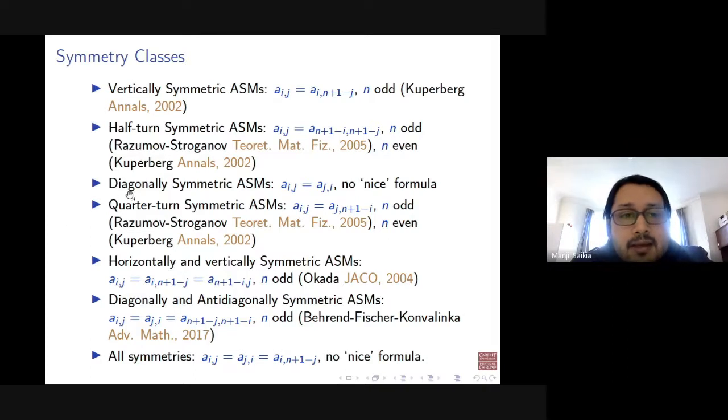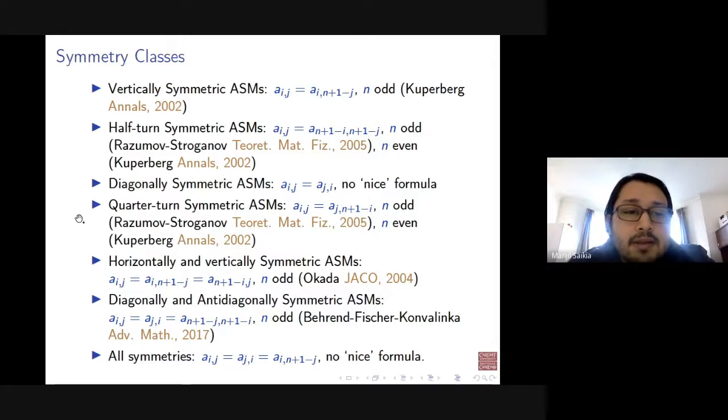Then you can have something called diagonally symmetric ASM. There is no nice formula in the sense that I mentioned in the first slide, where it's written in terms of quotients of factorials or products of factorials or sums over such quotients and products. But there is a formula which exists now, which is due to Christoph Koutschan, Ilse Fischer, and Roger Behrend. Christoph Koutschan has some slides about this. If you are interested, you can look them up on his website. He has a Pfaffian formula for the number of diagonally symmetric alternating sign matrices.